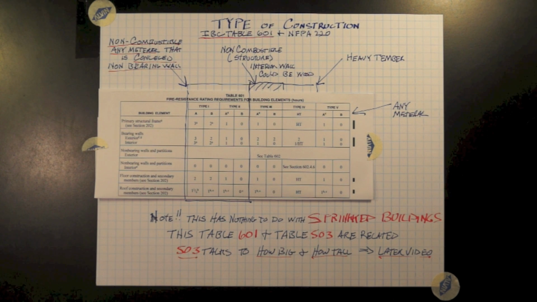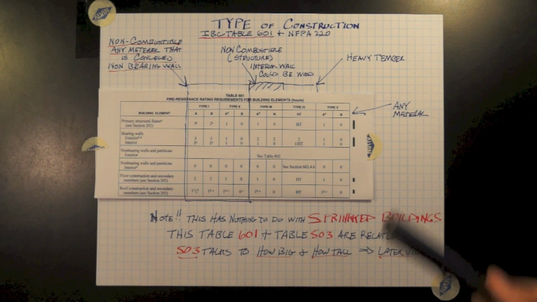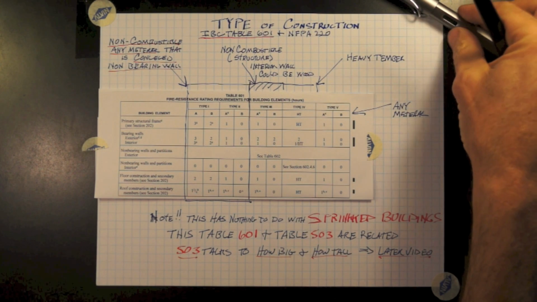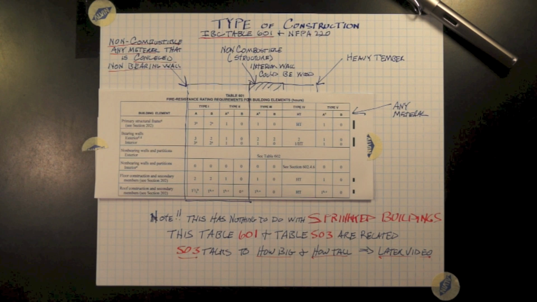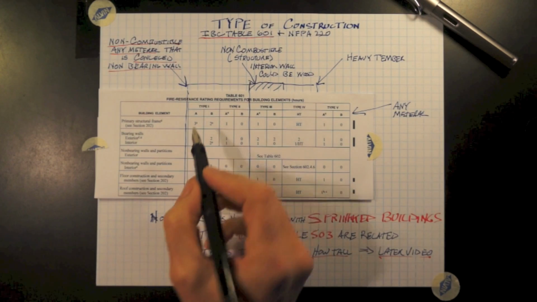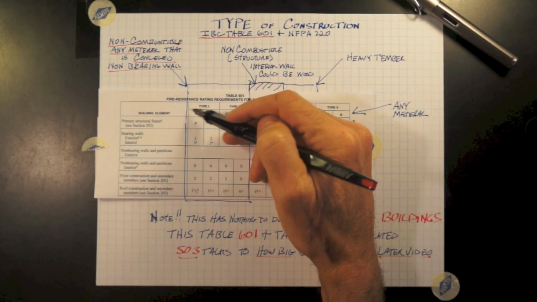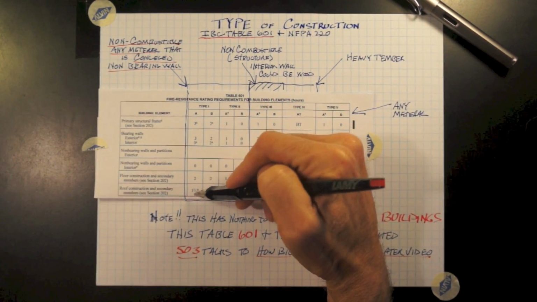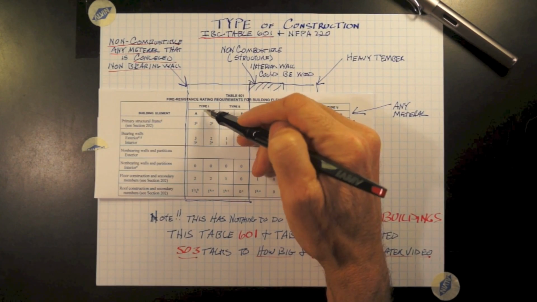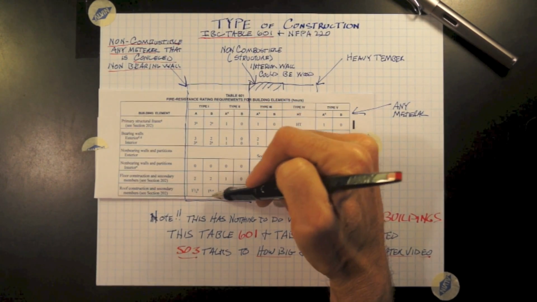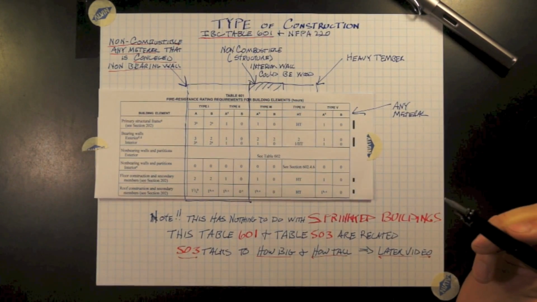How this relates to NFPA 220: NFPA 220 calls out for a building to be 332 or 222 or so on. A 332 building is a 3-hour structure, i.e. 3-hour columns, 3-hour beams, and 2-hour floor slab. That is a 332. So you can see this chart will help you better define what type of construction you are building.